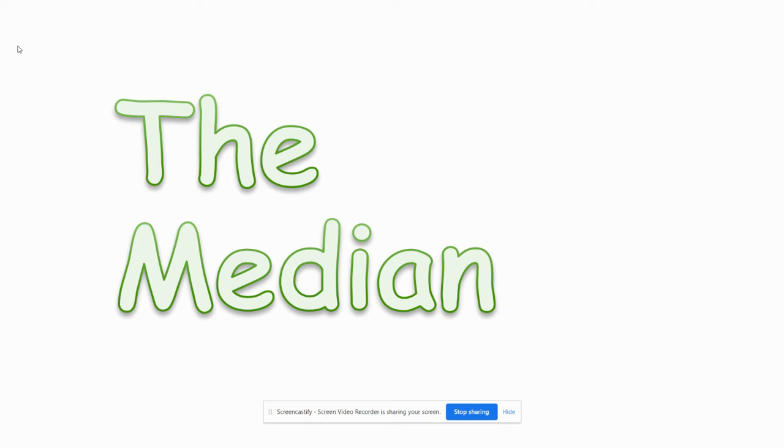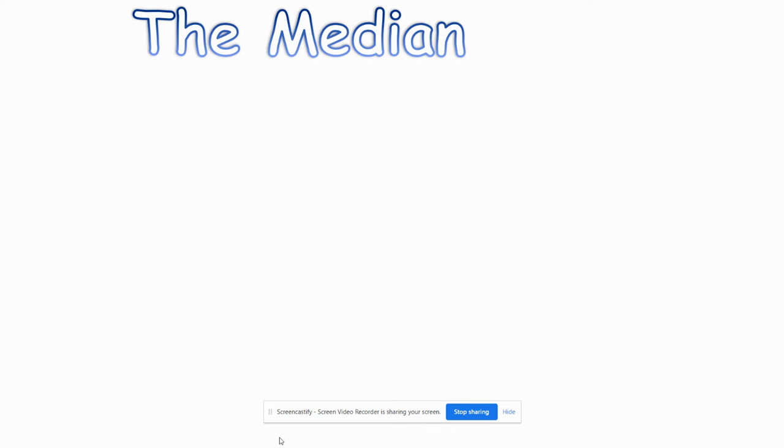All right, so we're looking at the median. Now, if you look at the word median, you can see the D is the middle letter and it sort of stands out to me. It's in the center, it's in the middle. So that's what we're looking for. We're looking for the number that appears in the middle.